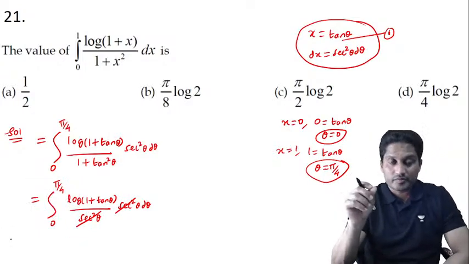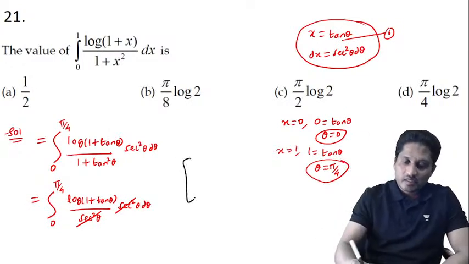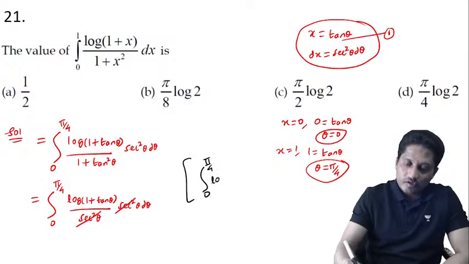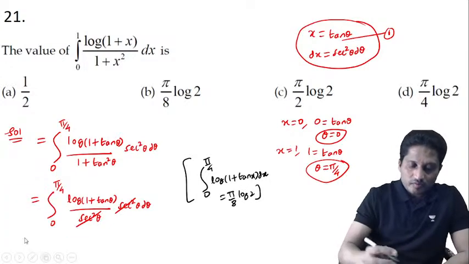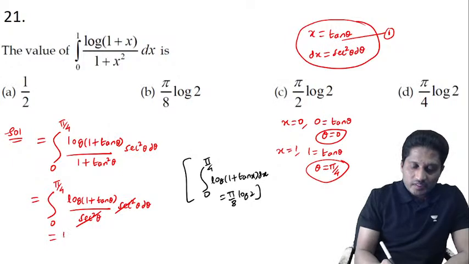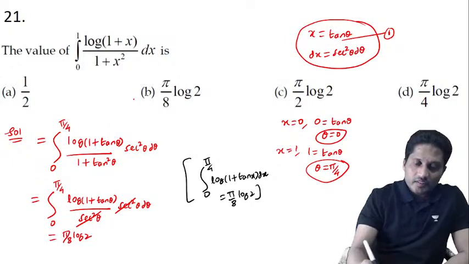In the last class, previous videos, I gave you all the standard results. When you have 0 to pi by 4 log of 1 plus tan x dx, the answer is pi by 8 into log 2. So 0 to pi by 4 log of 1 plus tan theta d theta is pi by 8 into log 2. Answer is option B.